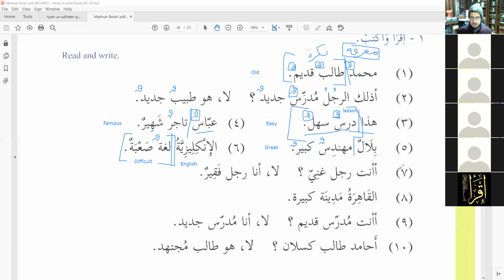Number 7. Okay. Anta rajulun ghaniyun. Good. La, anta rajulun faqirun. Very good. Any clues what that means? Is that man rich? I forgot what anta is. Yes, ghani is rich and faqir is the opposite. Allah is Al-Ghani, one of Allah's names.